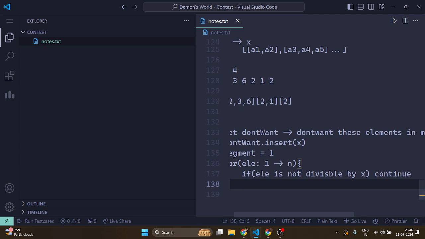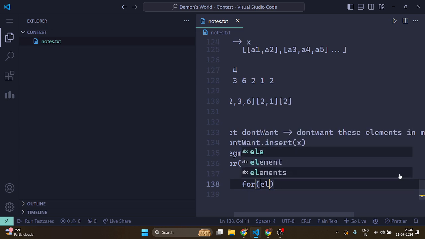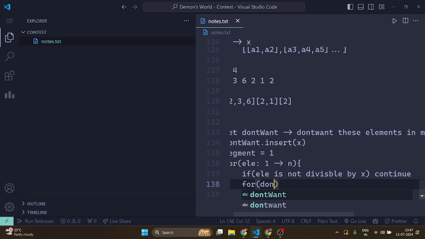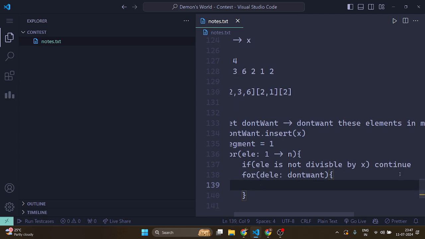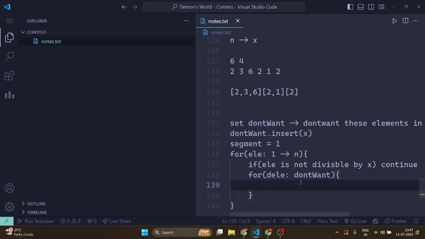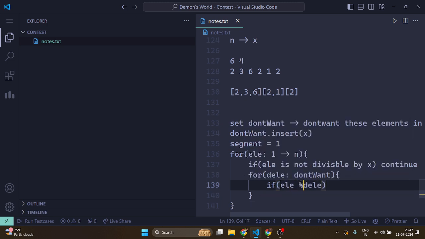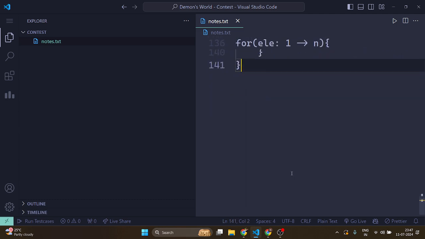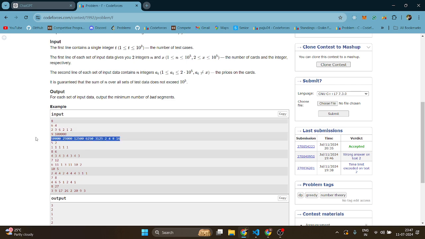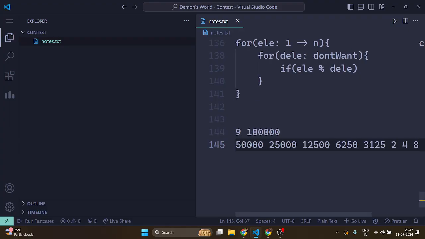Else, it means our current element is divisible by x. If the current element is divisible by x, then for every element in don't want, I'll traverse all the elements and check whether this element divides anyone from don't want. If element modulo don't want is 0. Why am I doing this? Let me explain the logic first. I'll take this test case and let's understand what exactly my approach is.